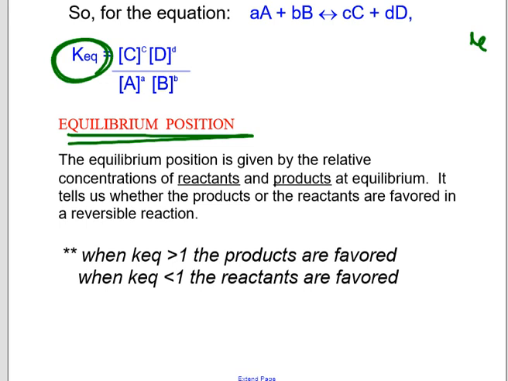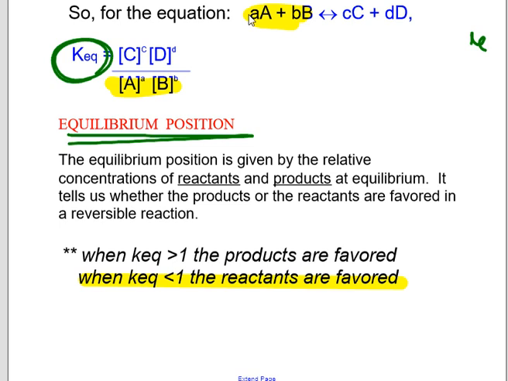Using the above example, if as soon as A and B react to make C and D, that equilibrium immediately sets up, that it immediately starts the reverse reaction, then at the point of equilibrium, I'll have lots of A and B. My denominator will be very, very large, and my numerator will be small. So in a case like that, the Keq will be less than 1, and my reactants will be favored.